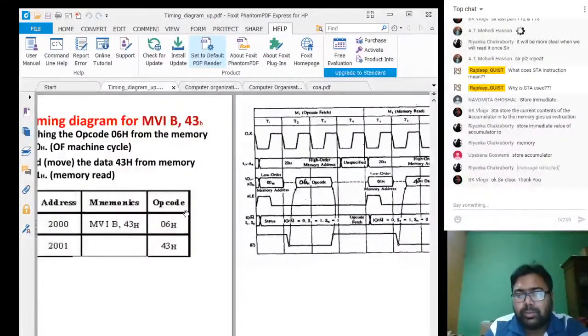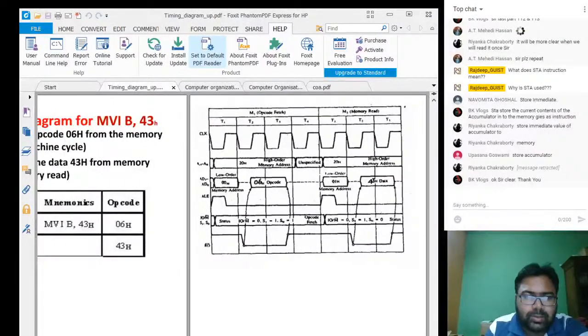So why do we require this memory read? Because we are going for a stored program concept. So whatever instruction is there, it is stored in consequent or subsequent memory locations. Okay, so if you see here MVI B, the opcode is first placed in this address and the operand is placed in this address. Okay, so I think now we can make sense of how these things are working more precisely. Okay, so any doubts?